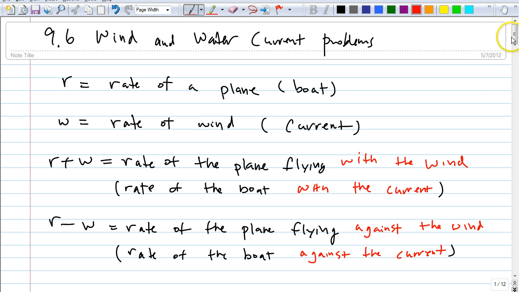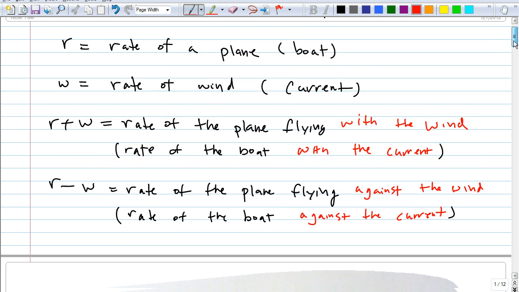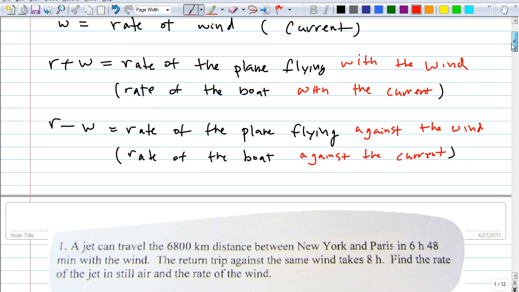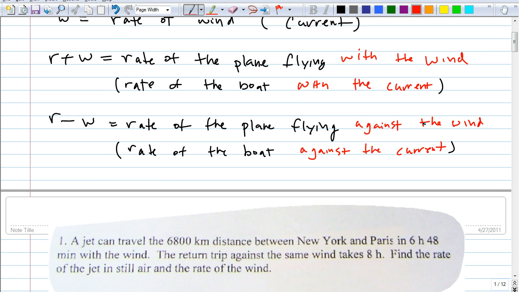So let's look at our first problem, knowing this is what we need to solve these sort of problems. So here is our first one. This is on your paper. A jet can travel 6,800 kilometers distance between New York and Paris in 6 hours and 48 minutes with the wind. The return trip against the same wind takes 8 hours. Find the rate of the jet in still air and the rate of the wind.